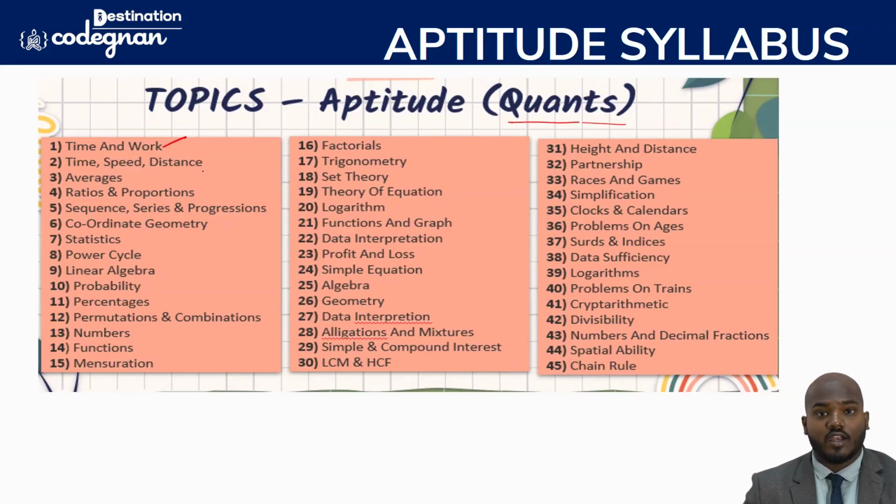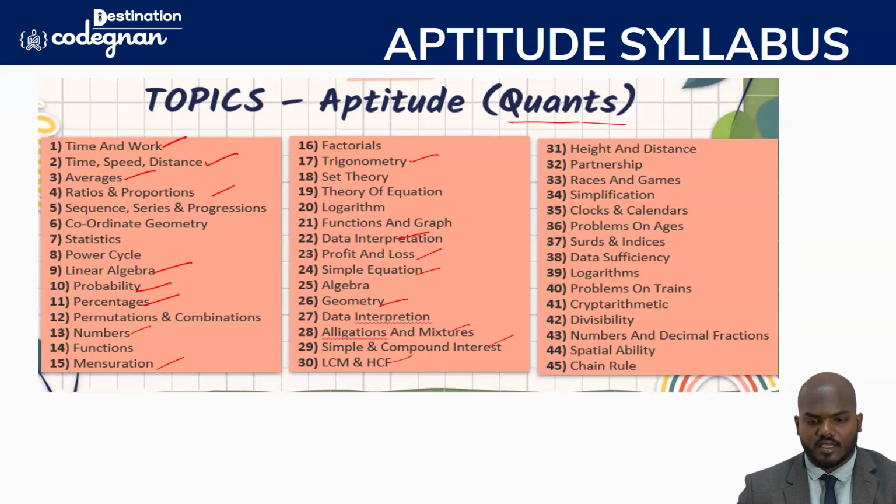And TSD, we call it time, speed, distance, and averages, and ratio and proportions. And next, linear algebra, probability, percentages, numbers, mensuration, trigonometry, DI, that is data interpretation, profit and loss, simple equations, geometry, allocation and mixtures, LCM, HCF, simple interest, compound interest, height and distance, surds and indices, problems on trains, divisibility, fractions.